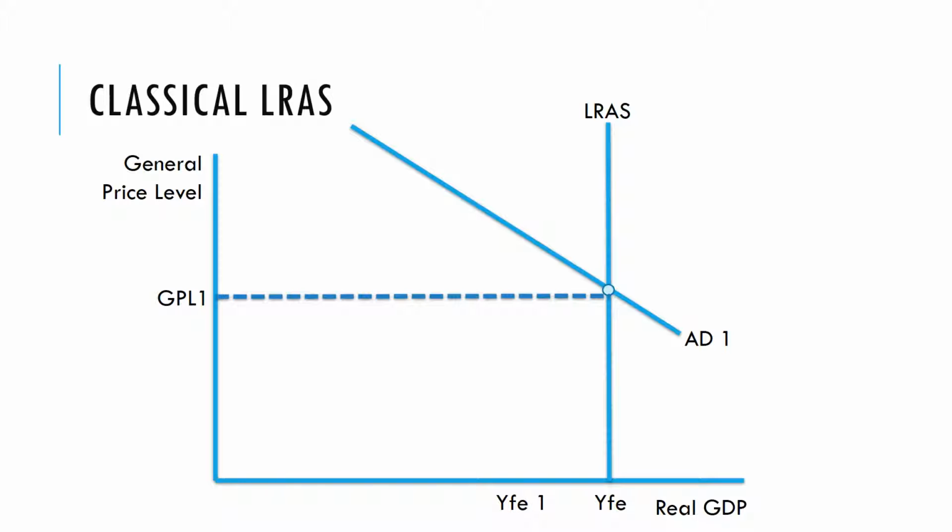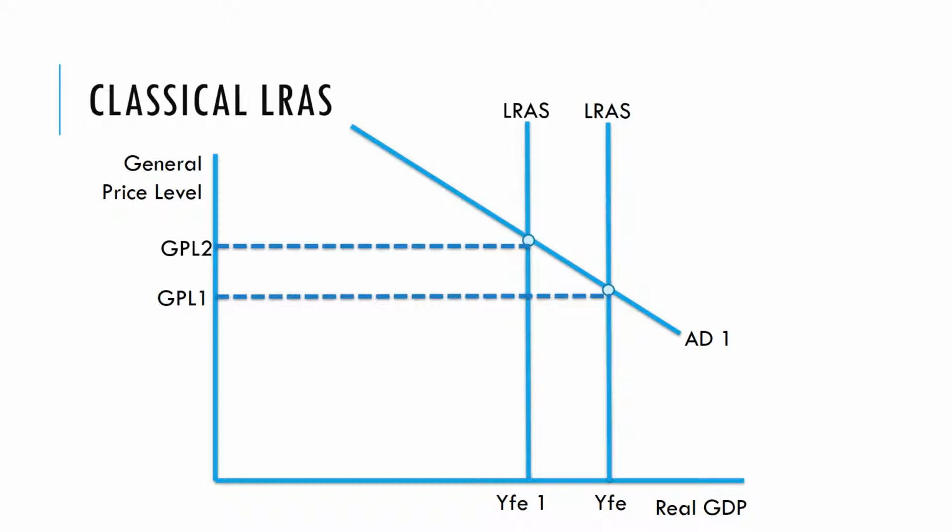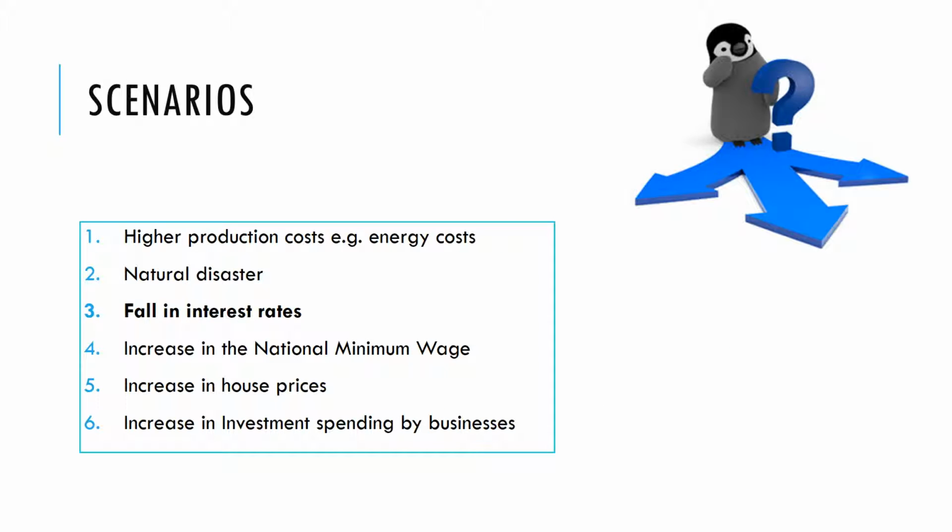A natural disaster would reduce how much the economy could produce potentially in the long run. So this would be shifting the long run aggregate supply curve to the left, and here I've chosen the classical long run supply curve, and that would result in a higher price level and a lower level of output. Our third scenario, what about a fall in interest rates? Would that affect AD or AS, and how would we alter the curves?